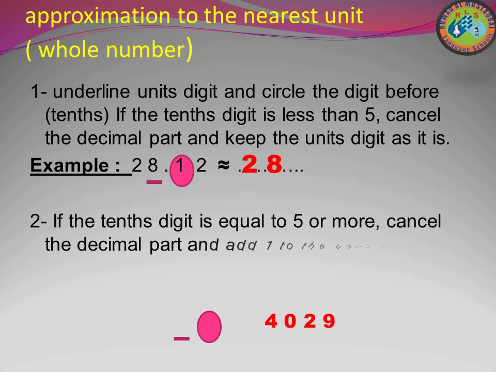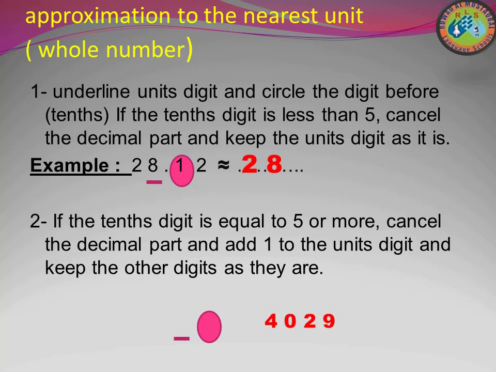If the tenths digit is equal to 5 or more, again cancel the decimal part and add 1 to the units digit and keep the other digits as they are. For example, 4028 and 6700ths approximate to the nearest whole number or unit. Underline unit and circle the digit before. Oh, it's a rich digit, it's a 6. So I will cancel the decimal part and add 1 to the units. It's approximately equal 4029.